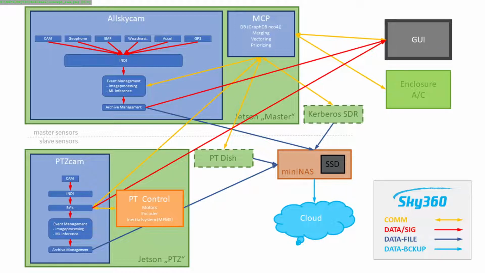As a mini NAS, there are several ways to do it. You can use a Synology with, let's say, up to 8 hard disks, SSDs for the speed, or you can use a one-case mini NAS with one SSD in it. These are the data files produced, and they are backed up to the cloud afterwards for further analysis or whatever we want to do in the future.